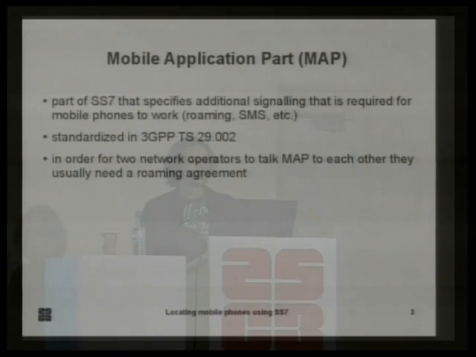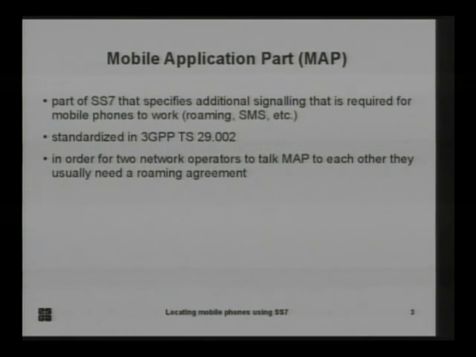Of course you need different kinds of signaling when you suddenly can take your phone with you to other countries or other areas, and you can send messages around and all kinds of stuff. And for two network operators to talk MAP to each other, they need a roaming agreement. That means you can't log onto a network where your network operator doesn't have a roaming agreement. So every network operator has to have roaming agreements with every other network operator that he wants his customers to be able to log into.